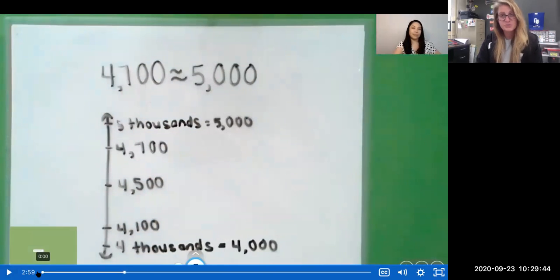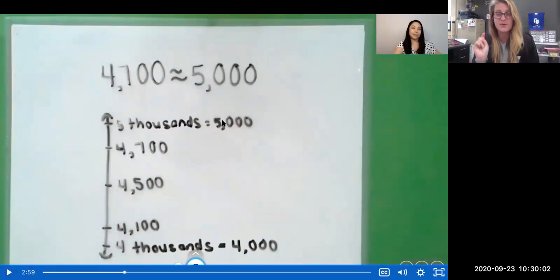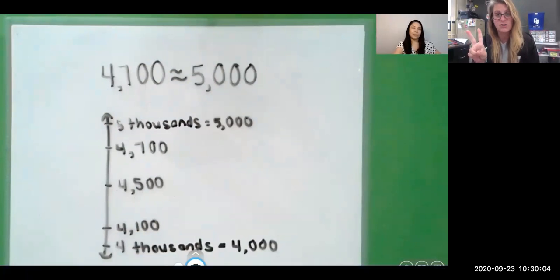So she knew to put 4,700 on the number line right here because she knew that 4,700 is greater than 4,500 and is less than 5,000. So in order for us to be successful at rounding, we need to have a good knowledge of place value and a good knowledge of comparing numbers.